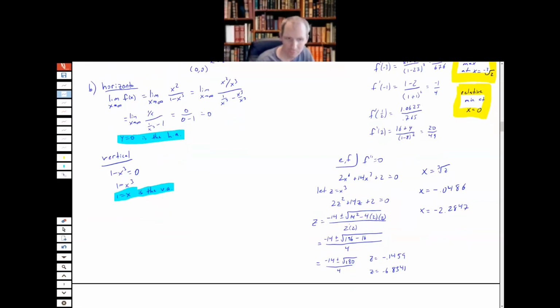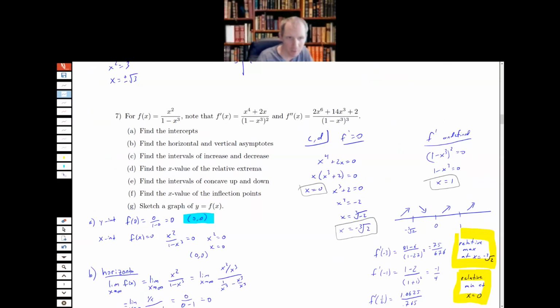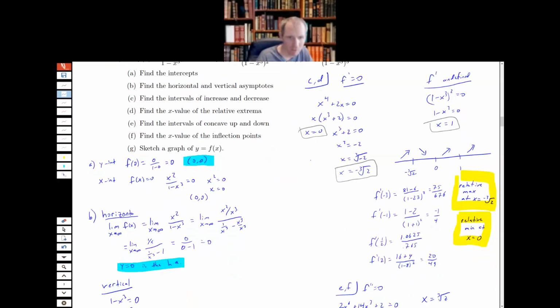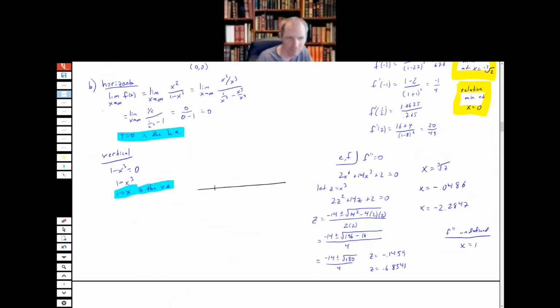So let's make our number line. Oh, I'm sorry. We also need where f double prime is undefined. One of the things you'll notice here is that 1 minus x cubed, when you set it equal to 0, x is 1. That keeps showing up just with higher powers as the derivatives go up. So that vertical asymptote ends up showing up in both the first and the second derivative.